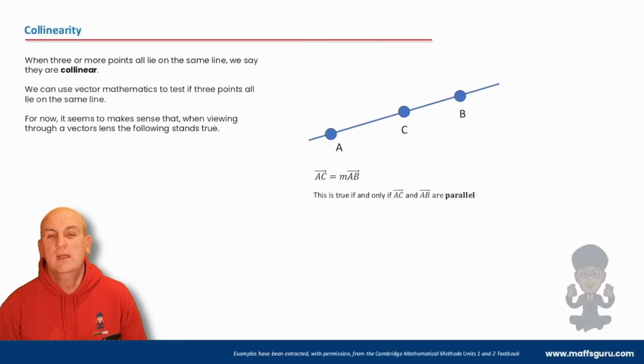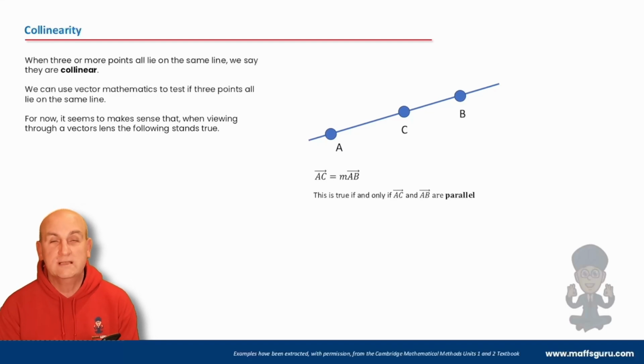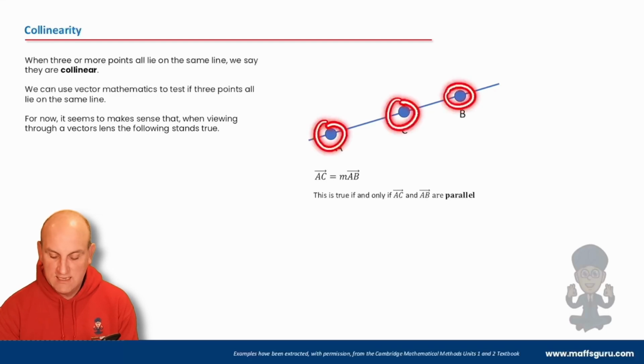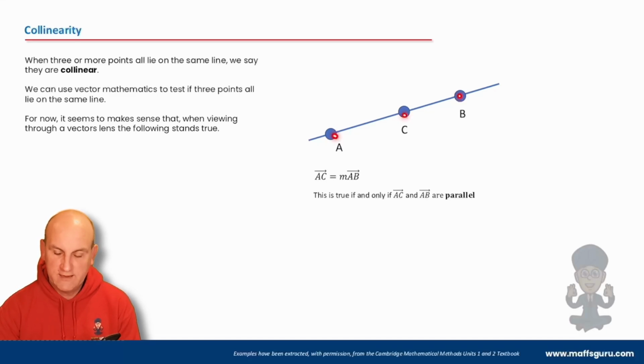Right, let's go. Now, collinearity in itself is pretty easy. If 3 or more points lie on the same line, we say they're collinear. So in this situation, we can see the points A, B, and C are absolutely on that same line. And we can use some vector maths to test if all points lie on the same line, which is coming up. Now, for all of this to make sense, we've got to make sure that all of these points are in fact on the same line.